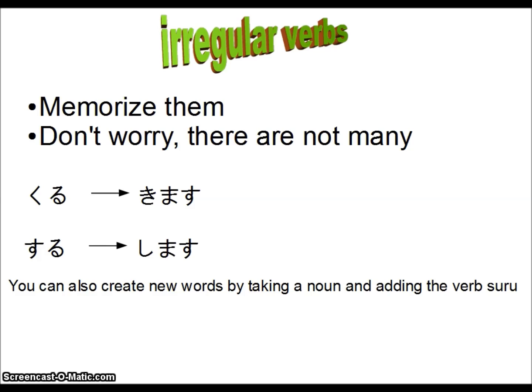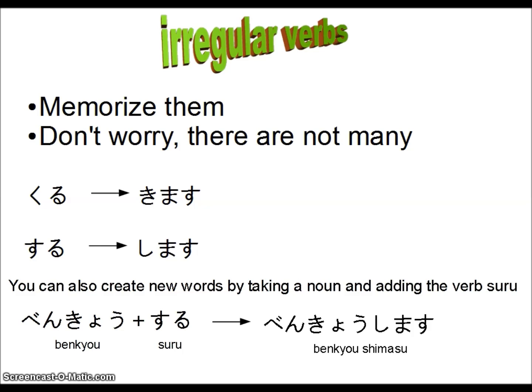You can also create new words by taking a noun and adding the verb suru, such as with benkyou and suru, and that becomes benkyou shimasu. So benkyou by itself just means studies, like I am completing my Japanese studies. And then if you add the verb to do, now you can say to study, benkyou suru, benkyou shimasu.